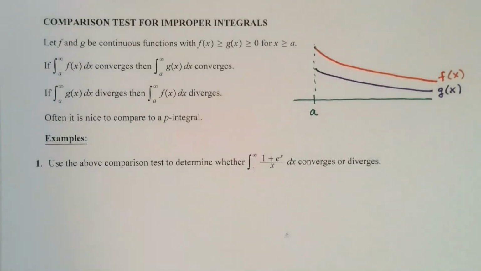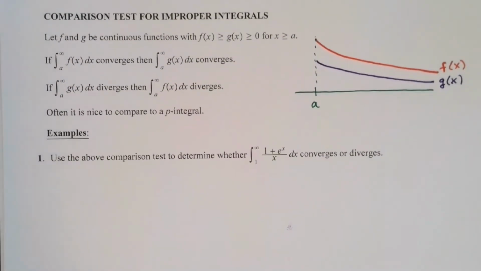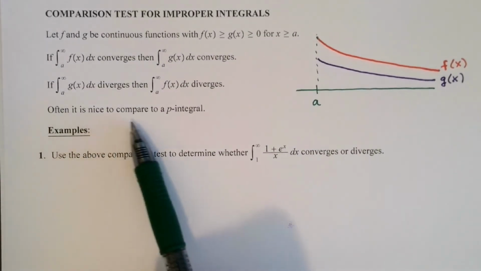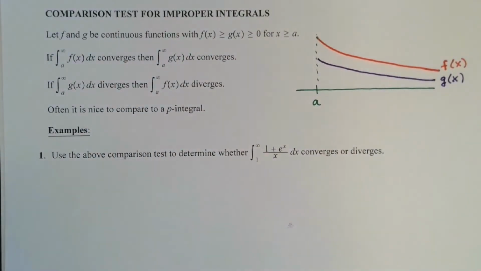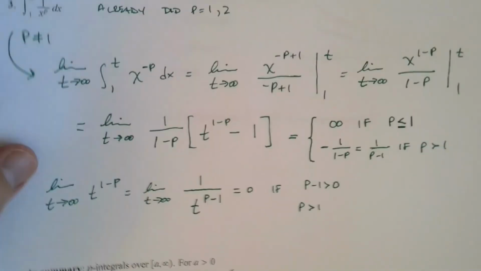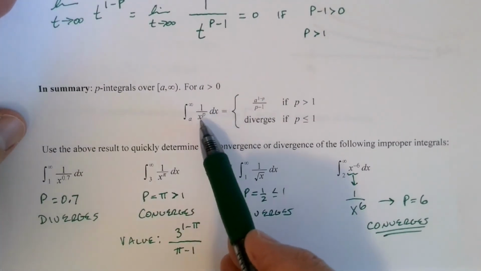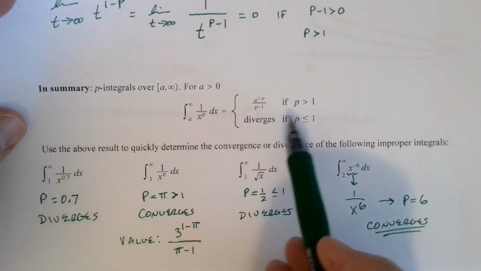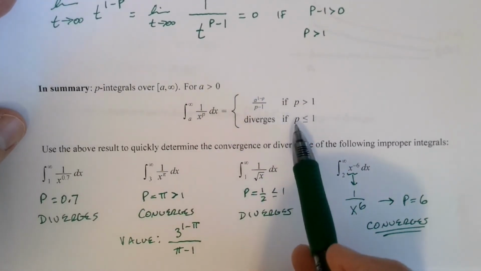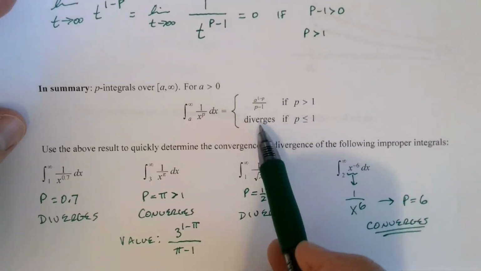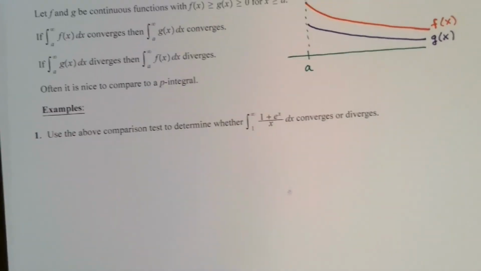Now, what types of functions can we compare to? Well, it's often nice to compare to p integrals, because we know, based on the value of p, whether or not they converge. And I'll just remind you that we looked at that in a previous video. We saw that p integrals are of the form 1 over x to the p. If p is greater than 1, then it's converging. If p is less than or equal to 1, then it's diverging. Okay, so we're going to make use of that fact in the following two examples.